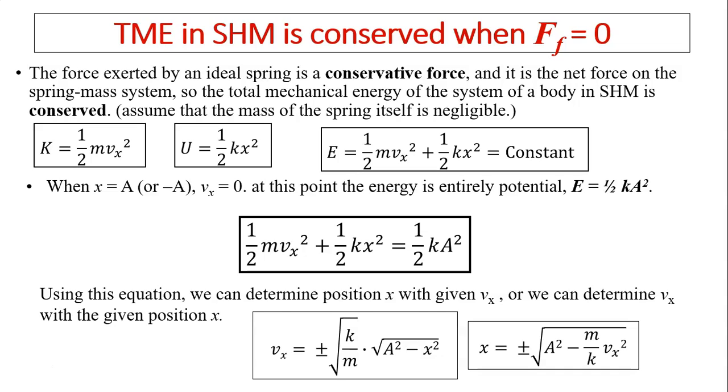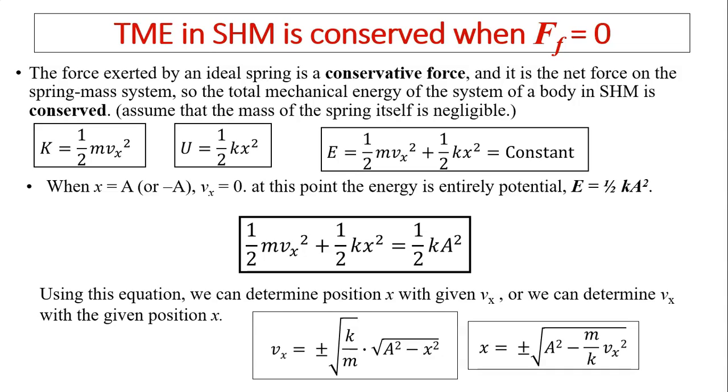So K at any time is 1/2 m vx squared. U at any position is 1/2 k x squared. So K plus U equals a constant. Since when x equals A or negative A, that's the most positive or negative amplitude, v equals 0. So at those points, the energy is entirely potential.